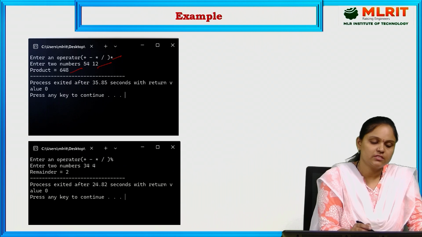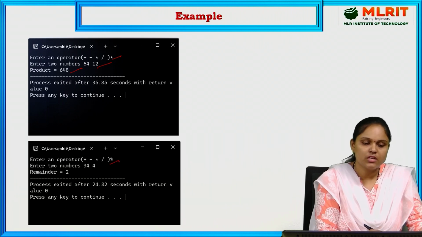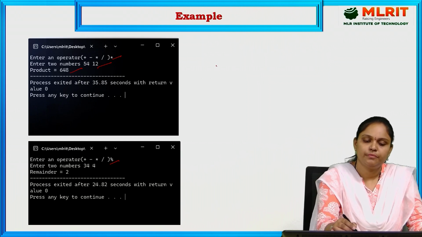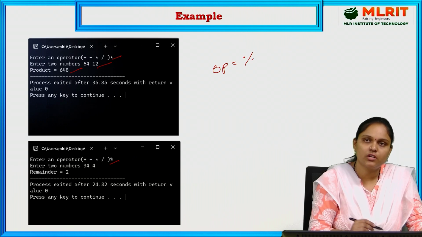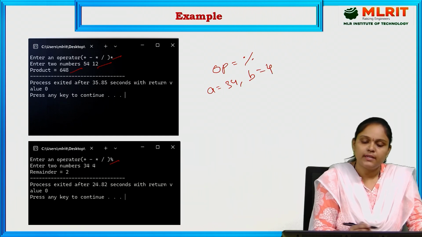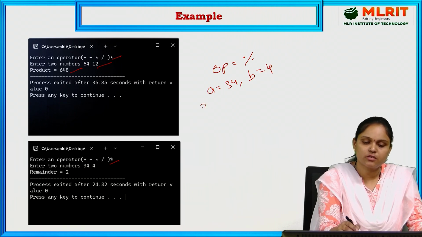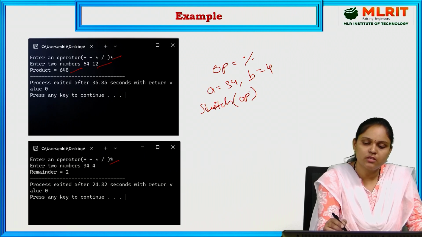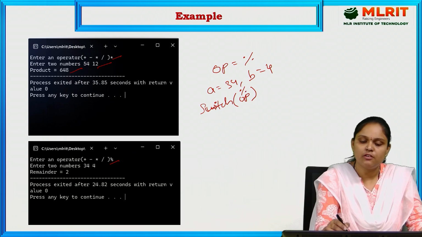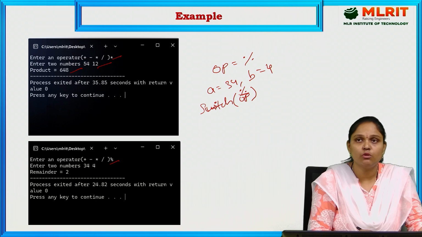And in the next test case we are doing a modulus operator. The modulus operator is used to find the remainder. So in OP, the value we have is the modulus operator, and the numbers we are taking are A equals 34 and B equals 4. Next, in the switch, we are writing this OP. In this operator value, the value we have is modulus. So this value should match with any of the case values.